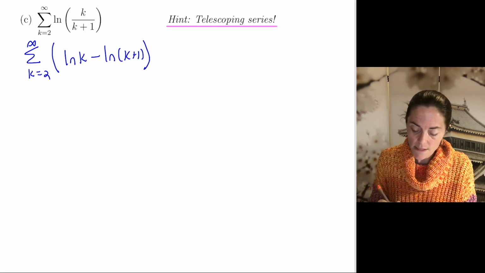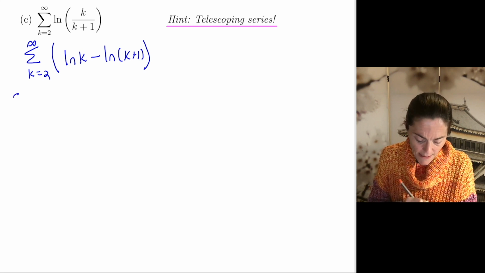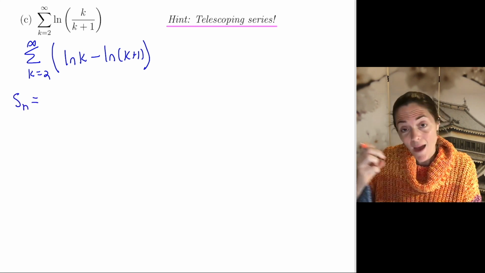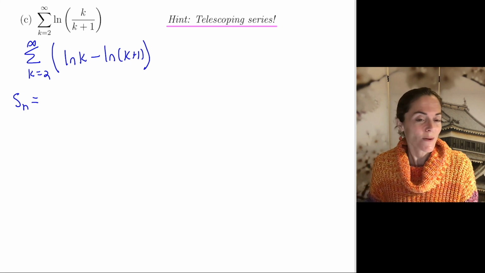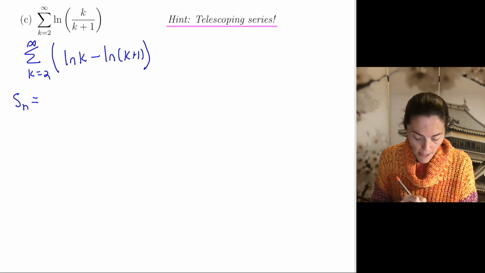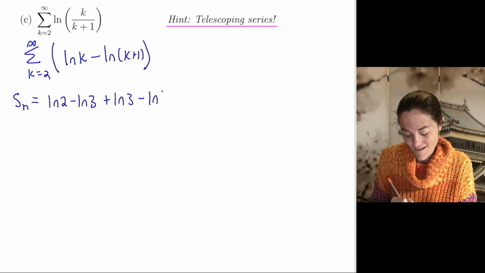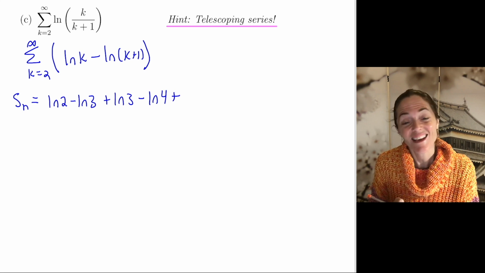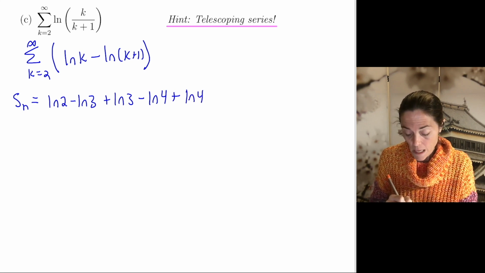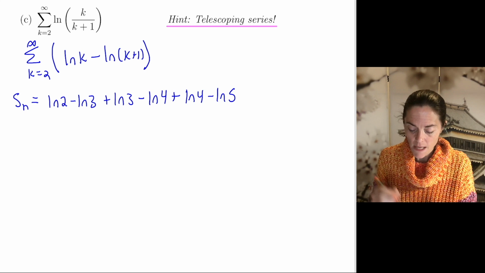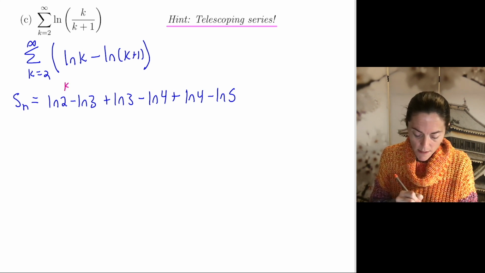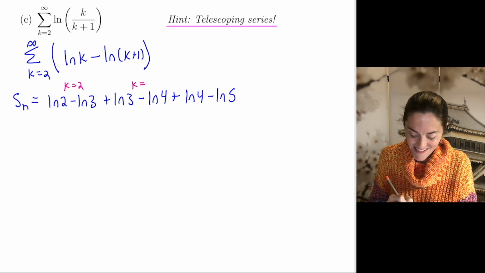Okay, and this is going to help me, now is when I can use the power of telescoping series. So how do we do this? Well, let's write out Sn. Sn, what does this mean? It means you add up to index n. So I just start writing out terms. First of all, k equals 2. We have ln 2 minus ln 3. And then k equals 3. We have ln 3 minus ln 4. And then k equals 4. We have ln 4 minus ln 5. Maybe I can write above, this was k equals 2, k equals 3, k equals 4.